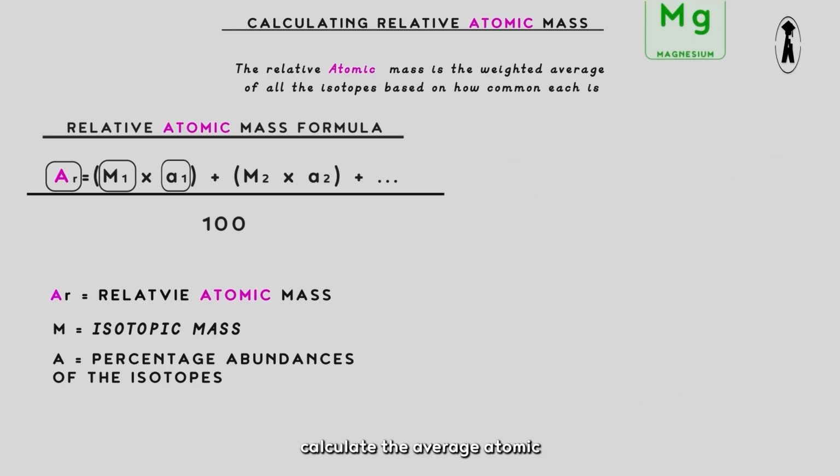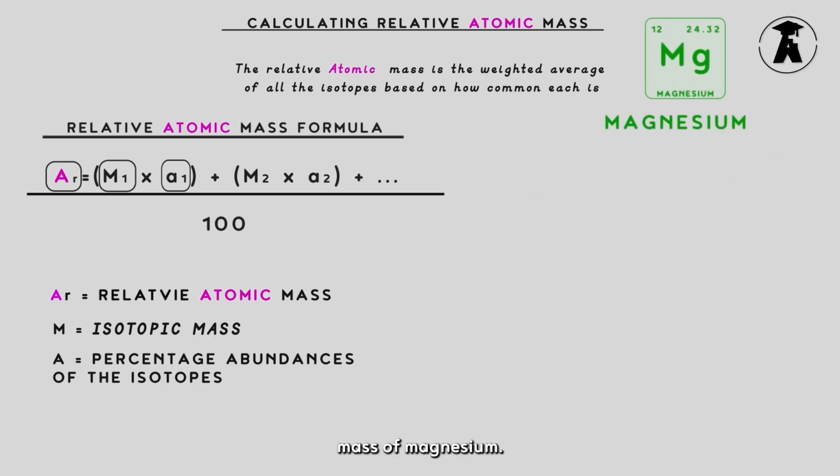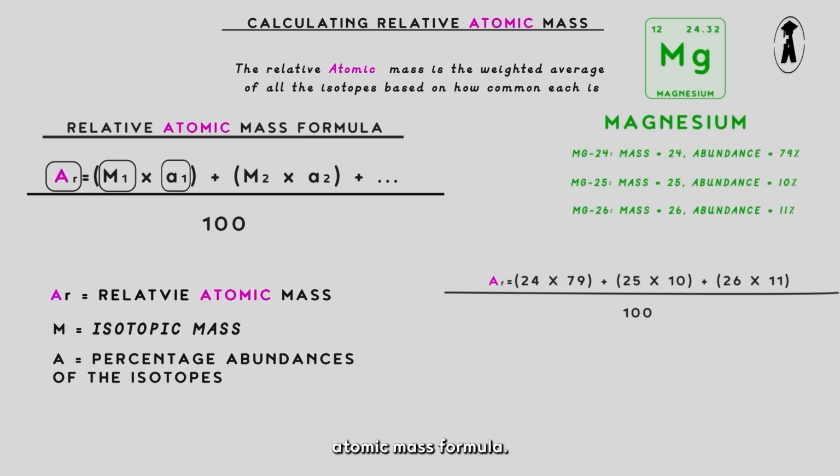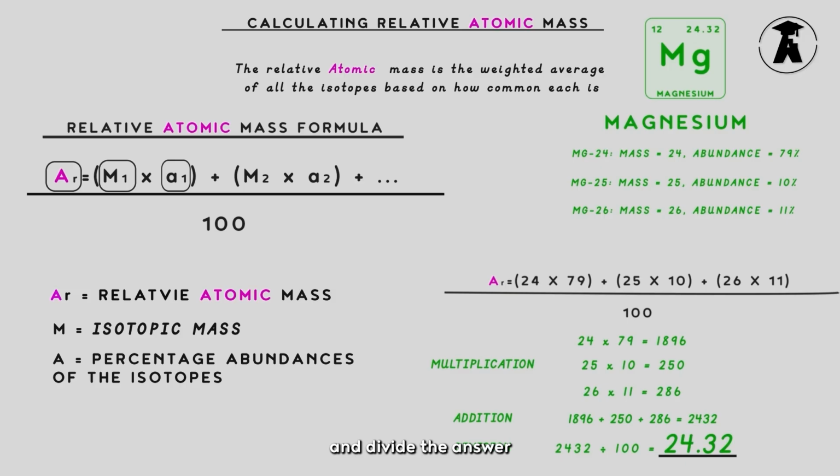Example 2. Calculate the average atomic mass of magnesium. Remember, the average atomic mass of chlorine was calculated using the relative atomic mass formula, based on the isotopes' masses and their natural abundances. Now, let's identify the main isotopes of magnesium. Magnesium-24 with an abundance of 79%, magnesium-25 with an abundance of 10%, and magnesium-26 with an abundance of 11%. Use the relative atomic mass formula. Multiply the values. Add everything together and divide the answer by 100 to get your final result.